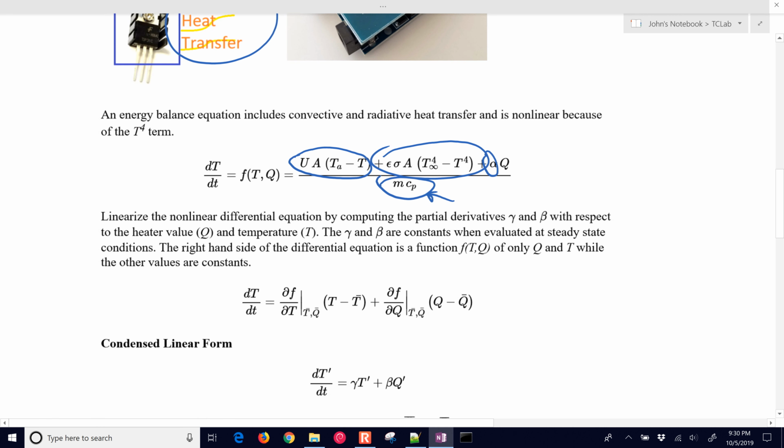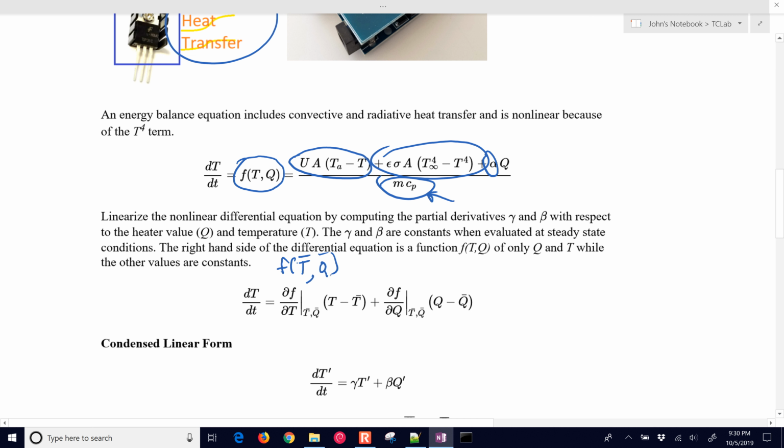So let's just review the linearization formula. We're going to put everything onto the right hand side, and then we have f of T comma Q. We're going to use a Taylor series expansion. Now we don't have our first term there, which is f of T bar, and Q with the bar over it. That just means the steady state values.